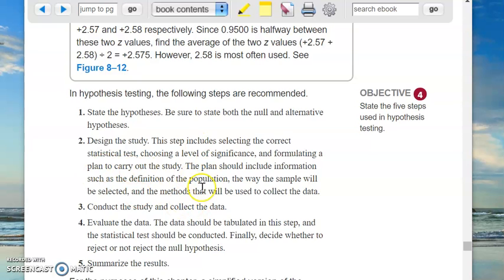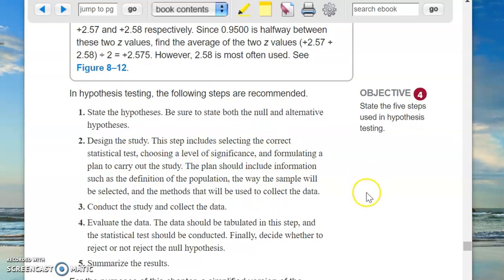Okay, then the next step is designing the study. You've got to select the correct statistical test. Now, we haven't even talked about that yet. That's coming up next. We haven't talked about how to use the correct test, but that's what you have to do. You have to select the right one.